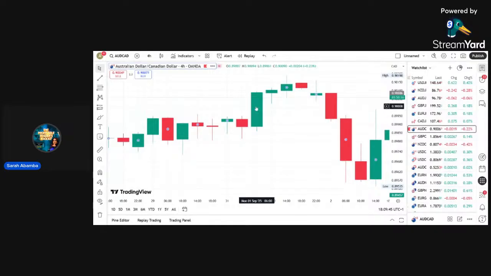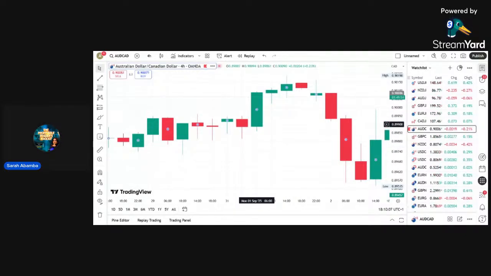So this is a 4-hour time frame. I've explained the time frame. That means every candlestick that you see on this chart right now was formed within a 4-hour time frame. If there's a 1-hour chart, every candlestick you see on the 1-hour chart was formed within a 1-hour time frame.